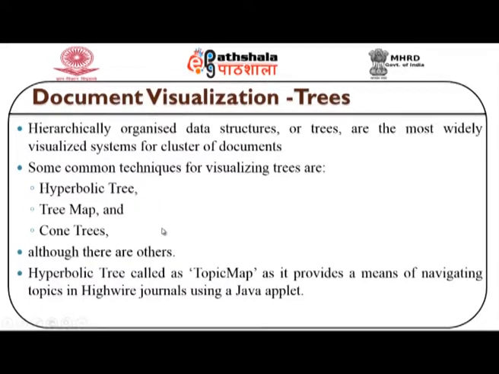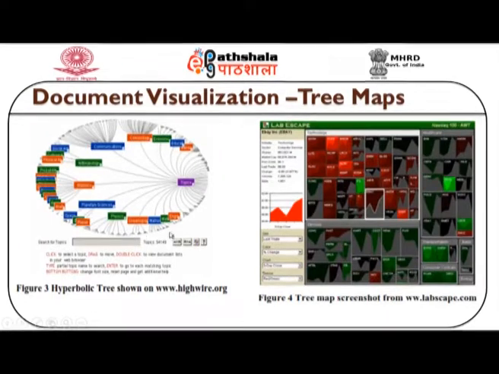Hyperbolic tree is also called as a topic map, as it provides a means of navigating the topics in HighWire journals using a Java applet. So these are some examples of document visualization techniques wherein the set of documents are represented in the form of tree maps. So similar, related documents are being clustered and they are put in the form of rectangles, and they are represented in the form of nested rectangles in the form of a tree map.